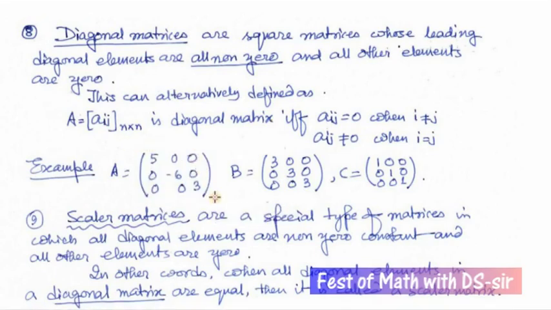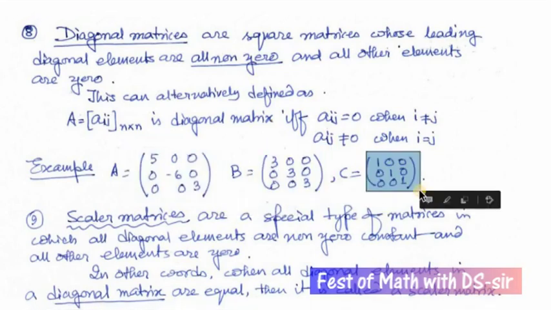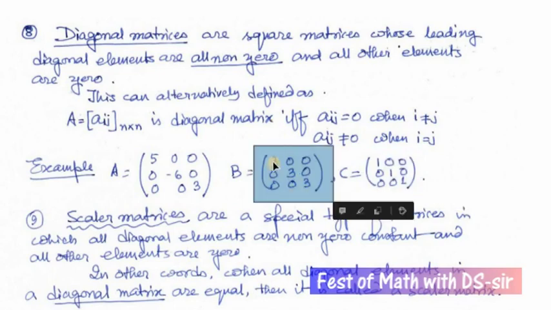This is a diagonal determinant, this is a diagonal determinant, this is a diagonal determinant. In these, the diagonal elements are not only non-zero, they are equal. When all the diagonal elements are equal in a diagonal determinant, then the determinant is called a scalar determinant. Why it is called scalar determinant, we will discuss later.